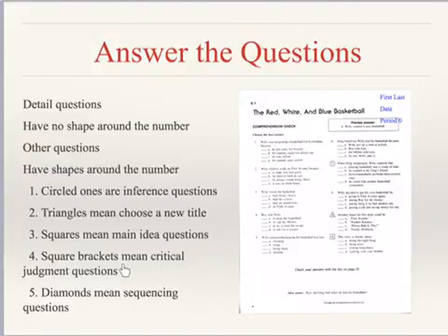Now, you don't see any square brackets on this paper because it's one of the easier ones, and you don't see any diamonds. The square brackets mean it's a critical judgment question. Let me quickly draw for you what square brackets would look like if number 3 had a mark like that around it. That would be square brackets. If number 5 was a sequencing question, it would have a diamond around it, kind of like that, a square turned on its side. This story doesn't have those, but I did want you to see what those meant.